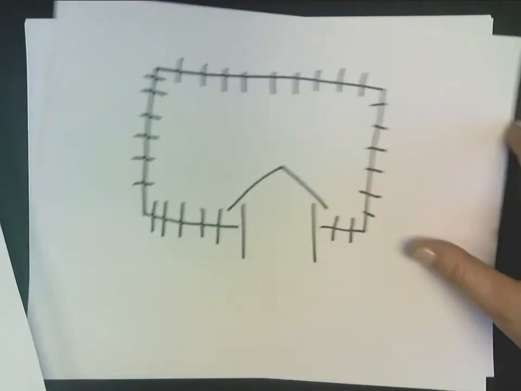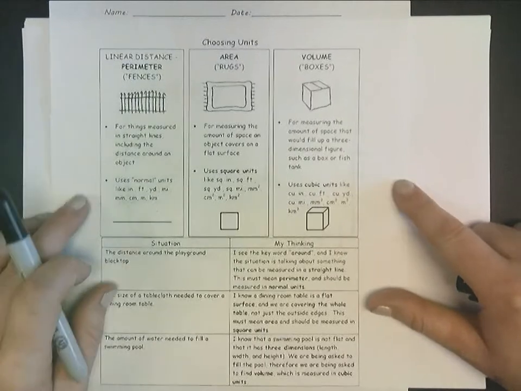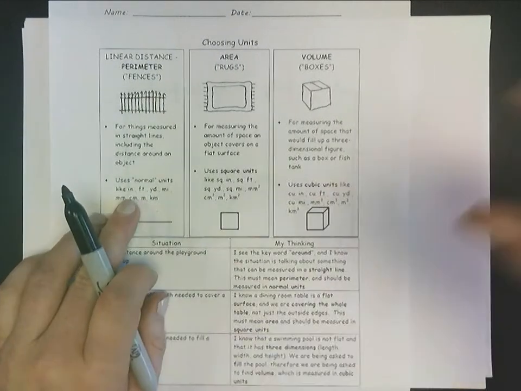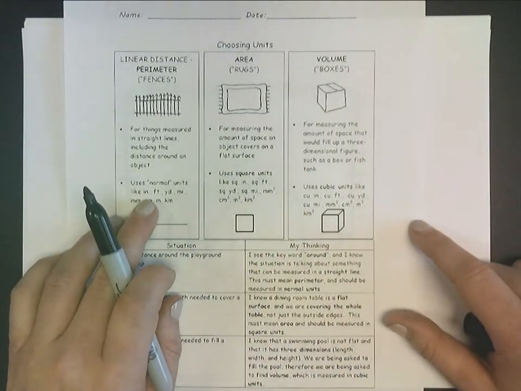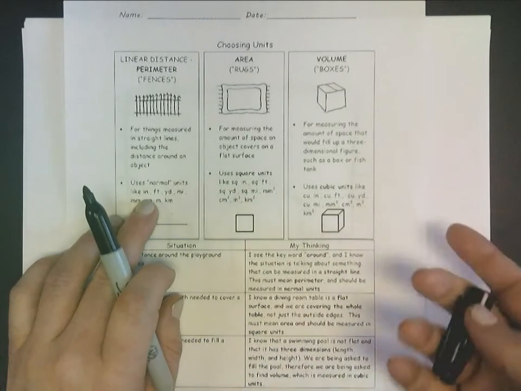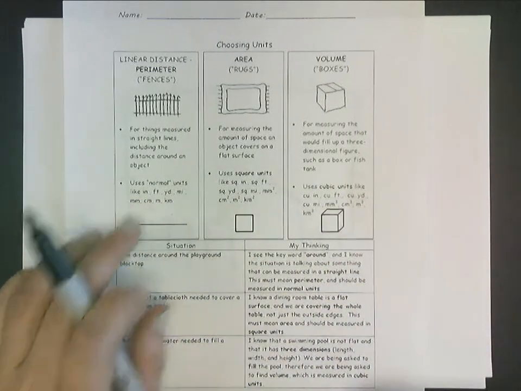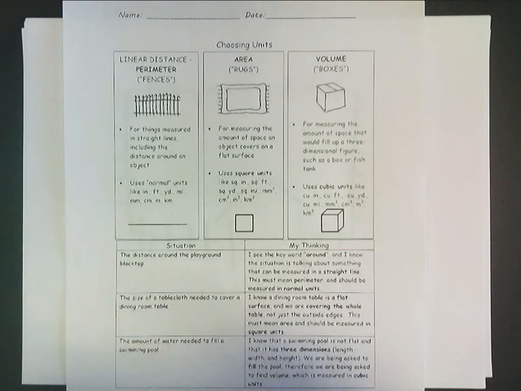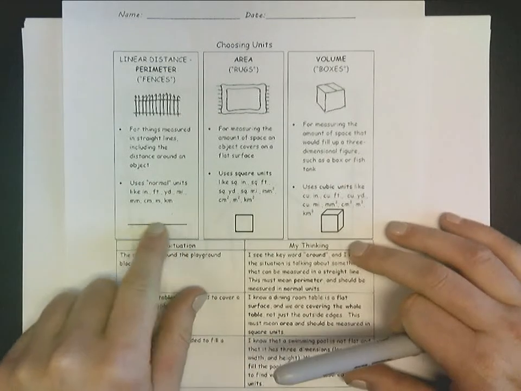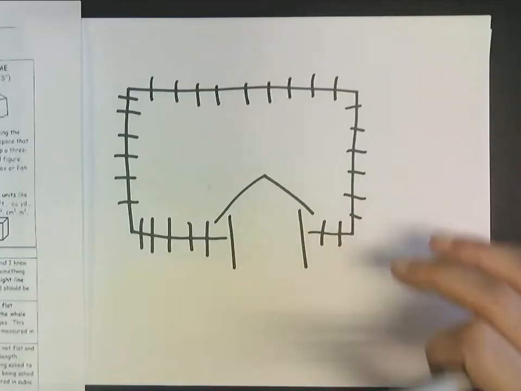Now, the second thing that your notes is going to tell you is that you're going to measure that using regular units. You're going to call it inches or feet, yards or miles, millimeters, centimeters, meters, and kilometers. It's a straight line, so you're going to use regular units.